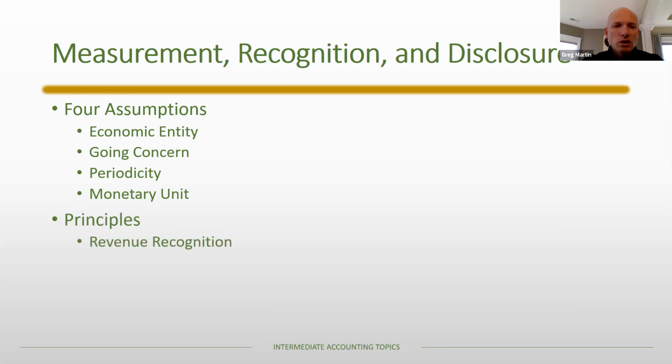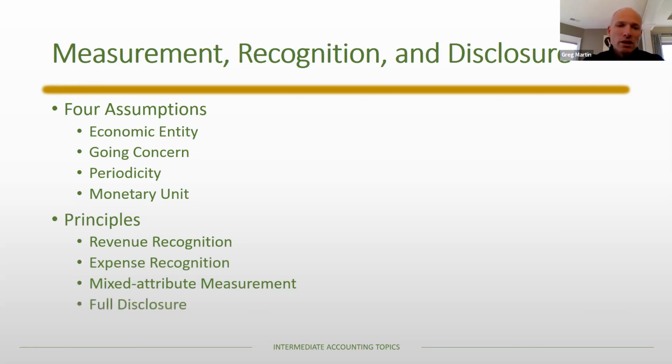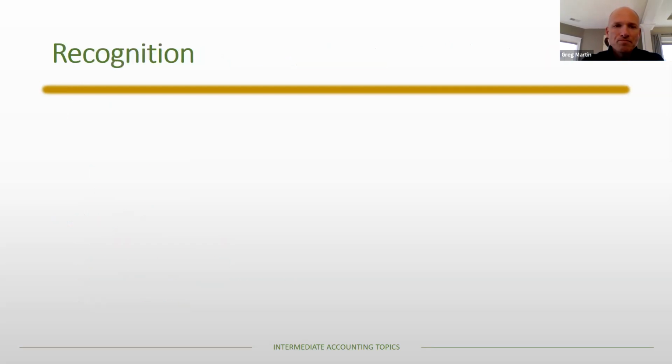These principles we're going to talk a little bit more about, maybe not revenue recognition per se, but recognition in general. We are going to talk a lot more about expense recognition, the different approaches for that. Mixed attribute measurement: we're going to talk about different ways that we can measure things in accounting. And then full disclosure, honestly, that's just like one slide at the end. Not a lot going on there. Basically the idea is that you should disclose information, and there are lots of different ways to do that. We're going to talk about each one of those four a little bit more.